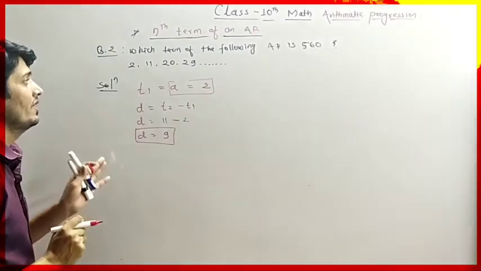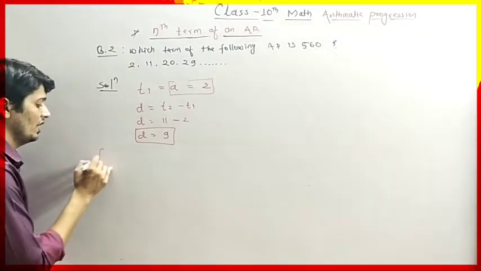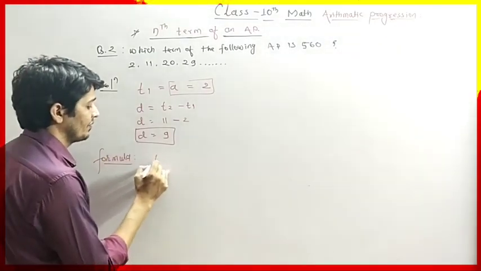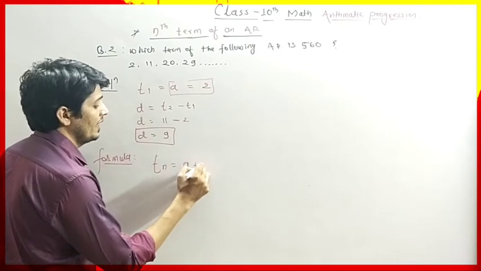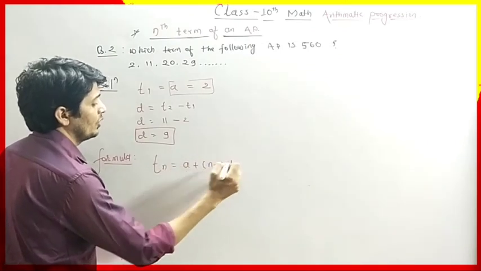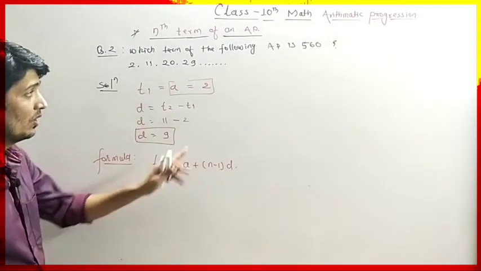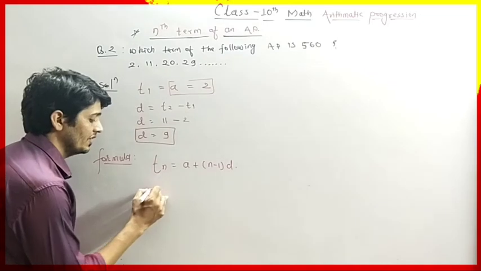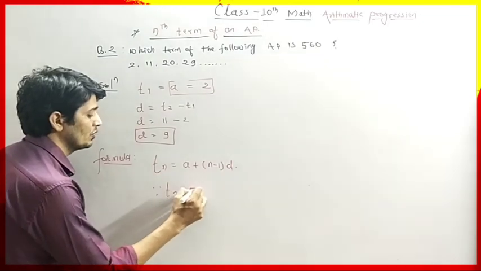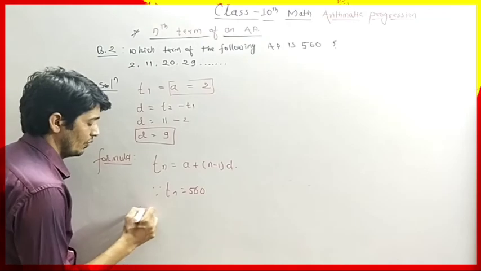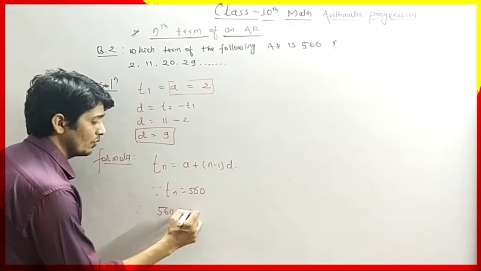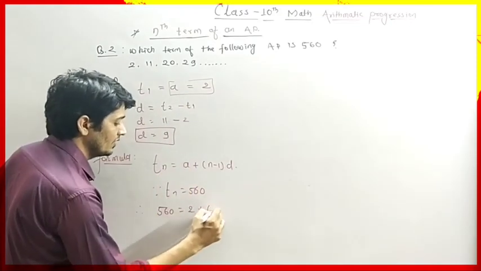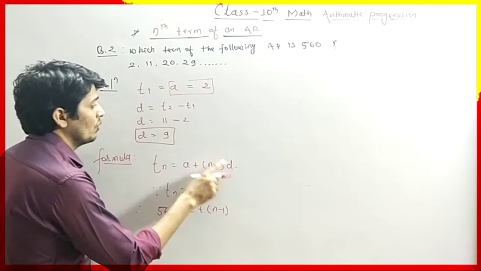Therefore we will apply the formula. So what is the formula? The formula is Tn equals A plus (n minus 1) into D. Okay, so our nth term is 560. So here we write 560. Since Tn equals 560, therefore 560 equals, what is A? A is 2, so we write 2 plus (n minus 1) into D. What is D? D is 9.